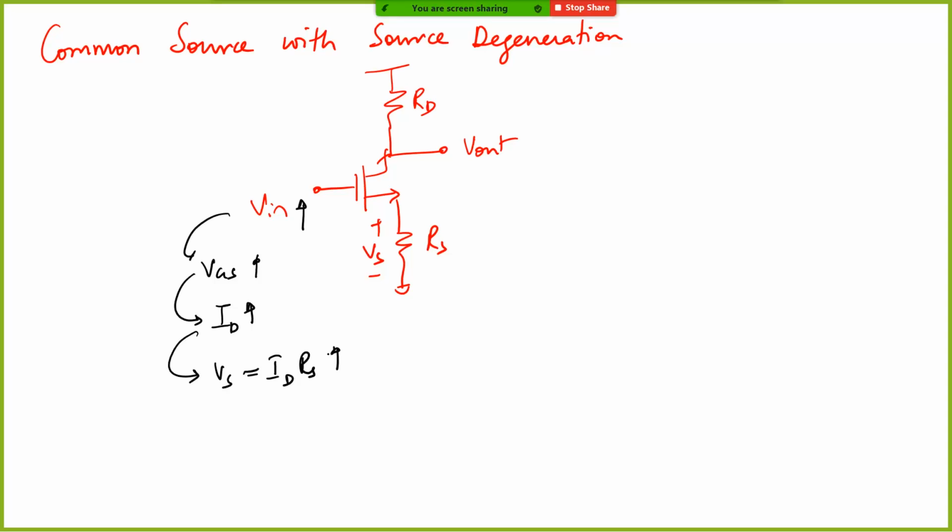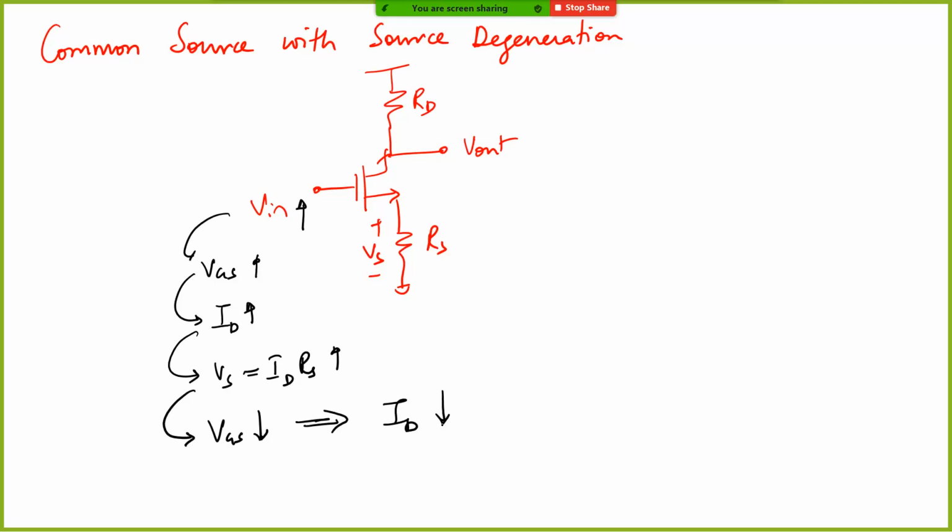Now because your VS has increased, what happens? Your VGS decreases, which leads to ID coming back to the original value. So you see that this is a negative feedback loop. You started with a certain action, and it came back to you, pushing you back to the same place. Got it? So you started with increasing your V in.